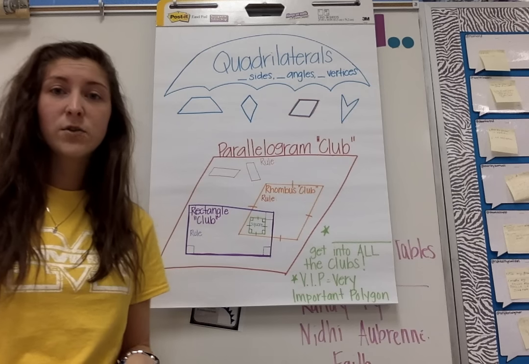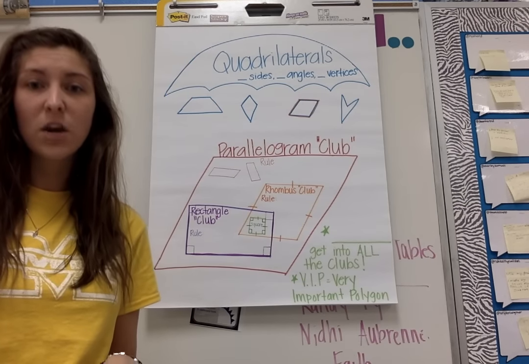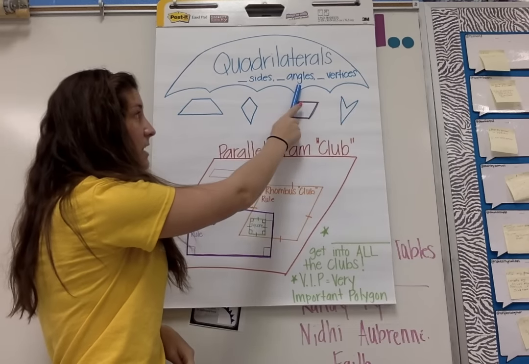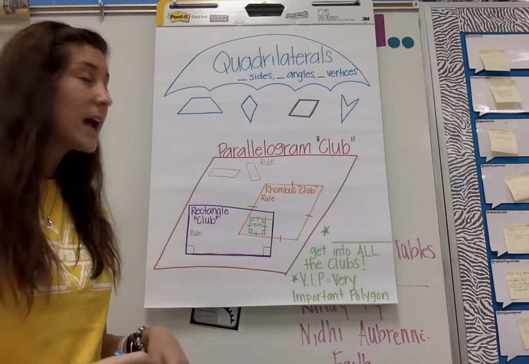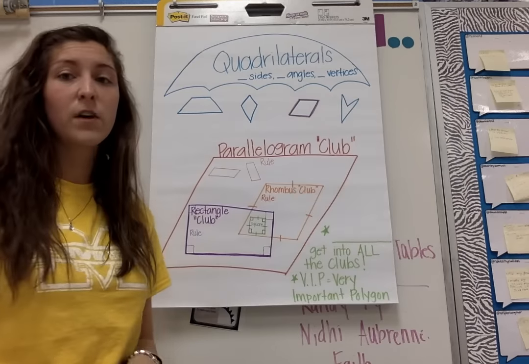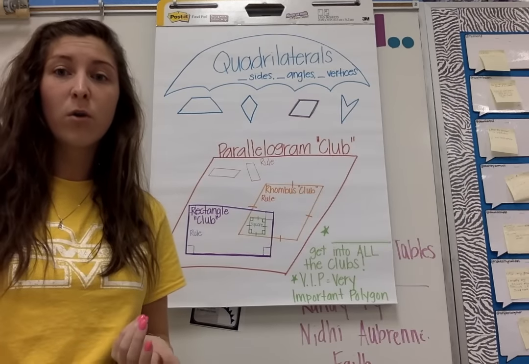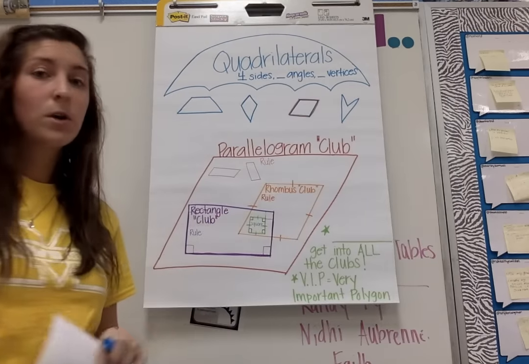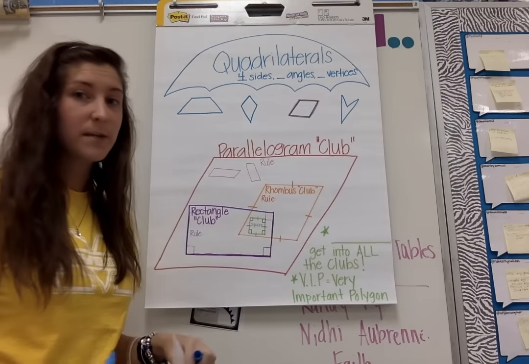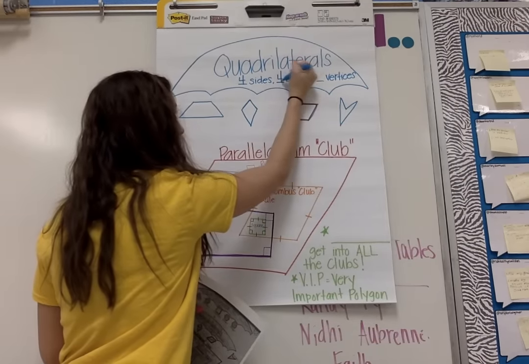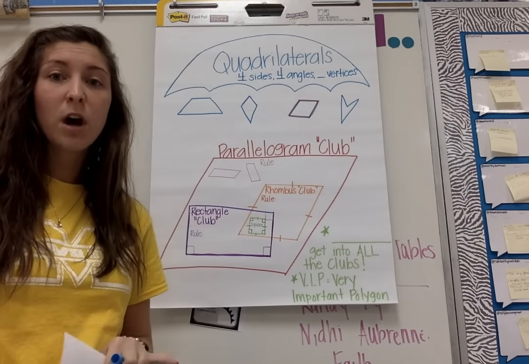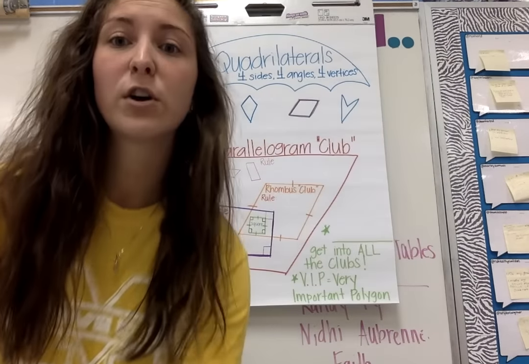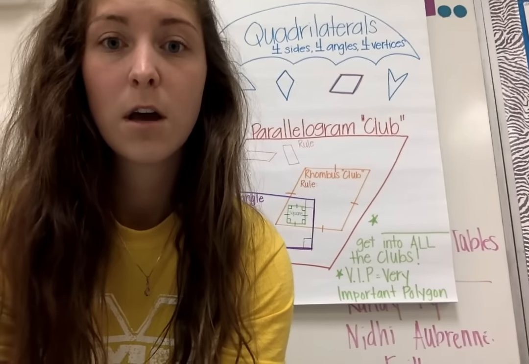The first thing that we have to identify is what makes it a quadrilateral. So when we talk about quadrilaterals, we're going to talk about sides, angles, and vertices. As you can tell by all 4 of those shapes, they all have 4 sides. They also have 4 angles, and they have 4 vertices. When we talk about vertices, we're talking about the corners of the shape.